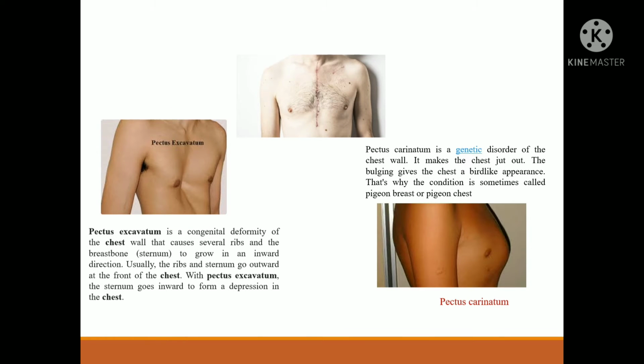On examination of the precordium, as I told you in the previous slide, assess for any scars of previous surgery. This is a scar of a median sternotomy. You should assess for pectus excavatum and pectus carinatum. Pectus excavatum is where you can see the sternum goes inward to form a depression in the chest. In pectus carinatum, you can see the chest having a bird-like appearance, which we sometimes call a pigeon chest or pigeon breast.